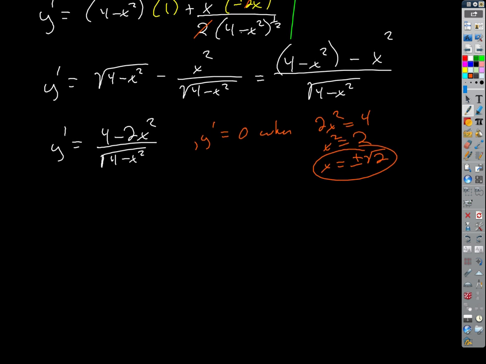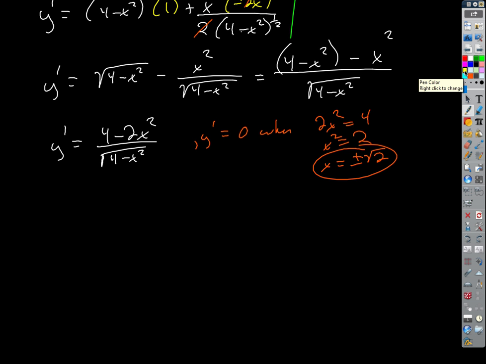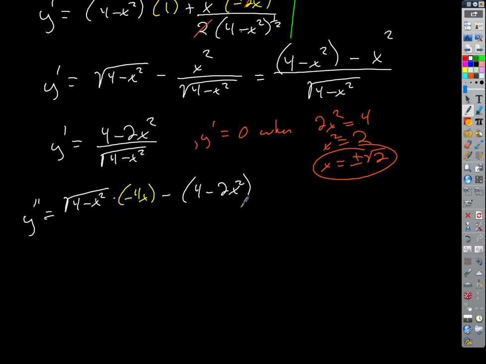Okay, so now down to the second derivative. So here's our first derivative. Now we have to use the quotient rule. What do I do first? First step: low D high. So I've got the bottom times, okay, hold on. Luke, tell me, what's the derivative of the top? Negative 4x, very good. Minus the quantity 4 minus 2x squared.